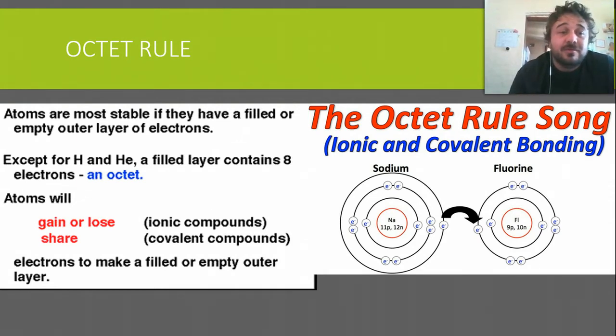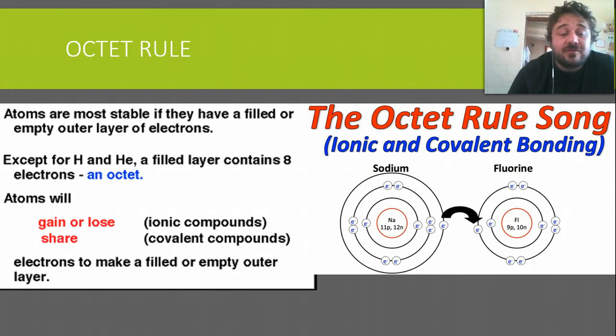The octet rule is that atoms are most stable if they have a filled or empty outer layer of electrons. Okay, we'll get to sodium and fluorine over here in a minute. So, with the exception of hydrogen and helium, a filled layer contains 8, and that's why it's called an octet. So, atoms will gain or lose electrons, and this creates ionic compounds, or they'll sometimes share electrons, and this is covalent compounds, which we're not going to talk about until semester 2.